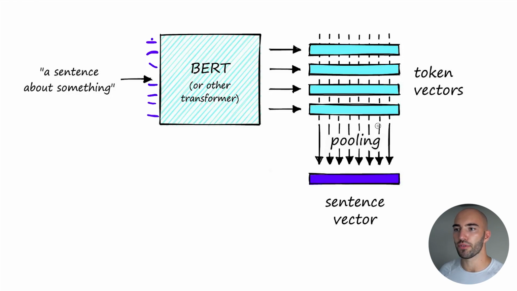So we use this pooling layer. And this pooling layer takes all of those vectors and takes the average in every single dimension. So we take the average and we get our sentence vector. That's both how and why we use the pooling layer.